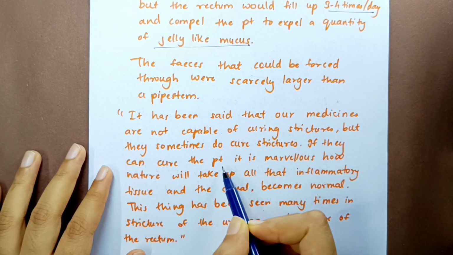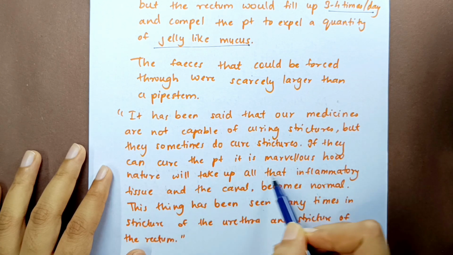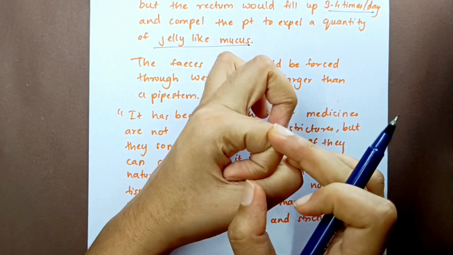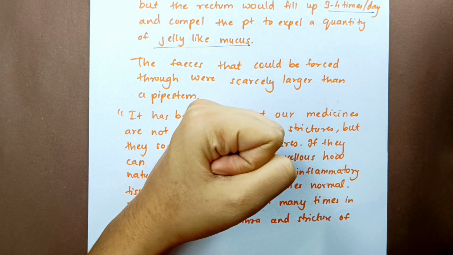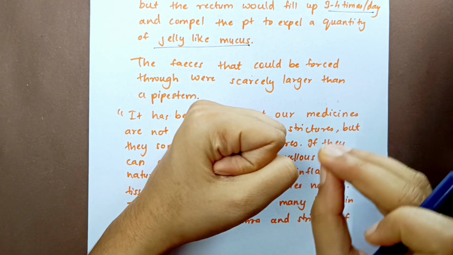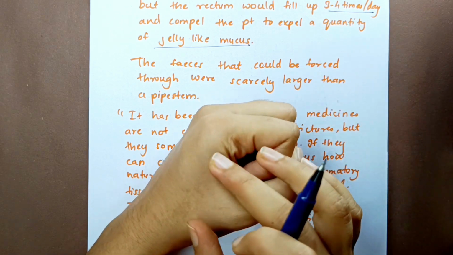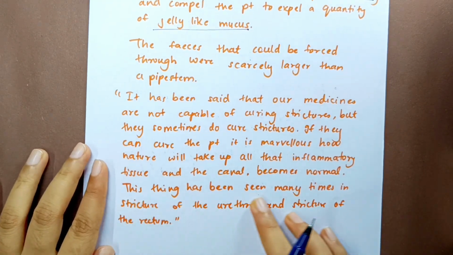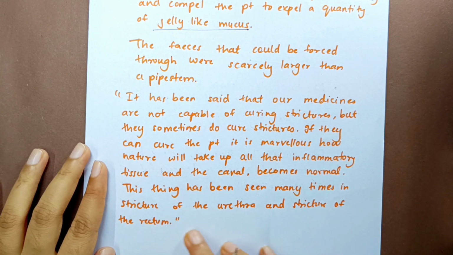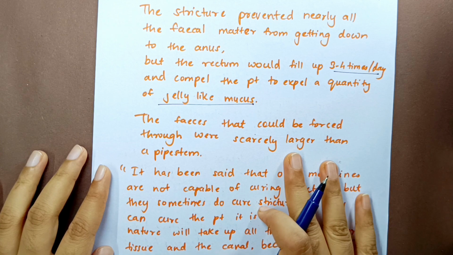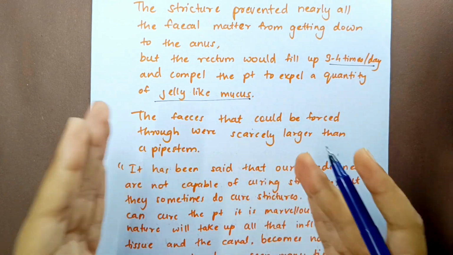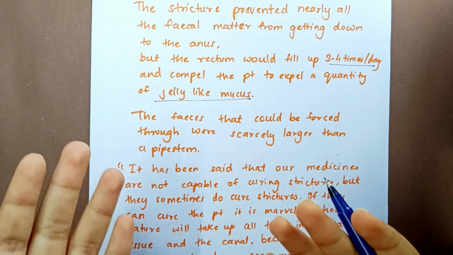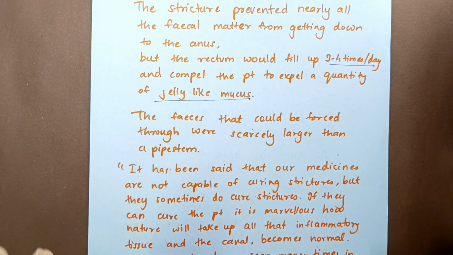If you can cure the patient, then it is marvelous how nature will take up all that inflammatory tissue and the canal becomes normal. Whatever inflammatory tissue led to the narrowing of the canal, the body will eventually heal, because the vital force was stimulated and we cured the patient as a whole. It will take up all the inflammatory tissue and bring the anal canal back to normal. This has been seen many times in stricture of the urethra and in stricture of the rectum. This is a beautiful point that Dr. Kent mentions, which tells us about the importance of curing the patient as a whole, not looking at the patient as an object which has a disease, but as an individual, as a whole person, as a human.